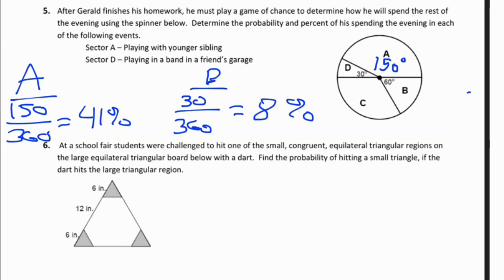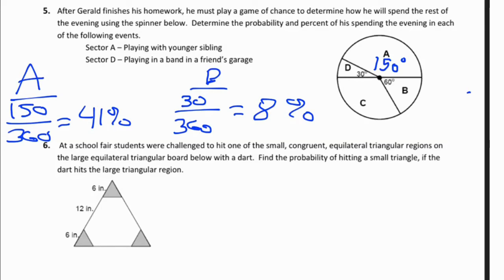Okay? All right. So on number 6, it says, at a school fair, students were challenged to hit one of the small congruent equilateral triangle regions at the large equilateral triangle board below with a dart. We need to find the probability of hitting a small triangle if the dart hits the large triangle region. So right now we're basically throwing a dart at this triangle, and we want to hit one of the smaller ones.